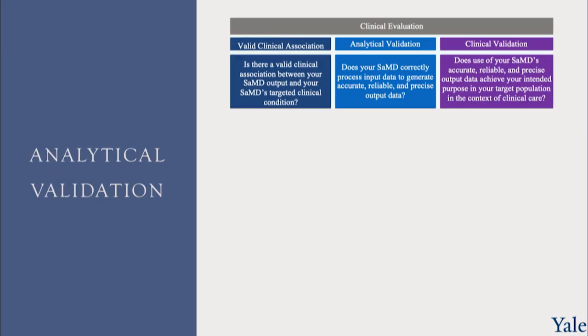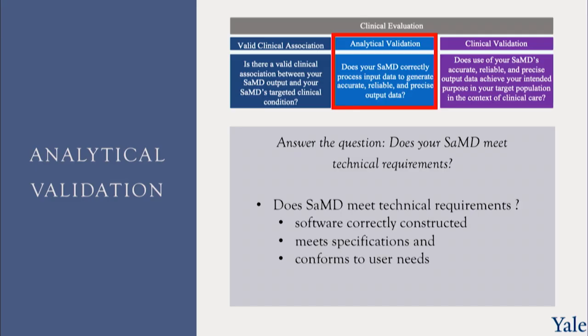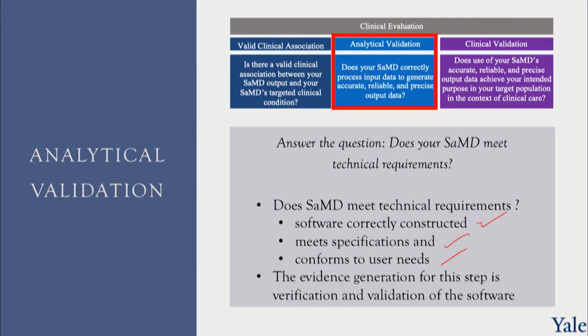The second step is analytical validation. And the question we are asked here is, does your SaMD correctly process input data to generate accurate, reliable, and precise output data? So does your SaMD meet technical requirements? This is sort of, the software was correctly constructed, it meets the specifications and conforms to the needs of the user, and the evidence generation for this step is the standard process of verification and validation, right? What we've always talked about so far. The software is accurate and it meets the needs of our users.